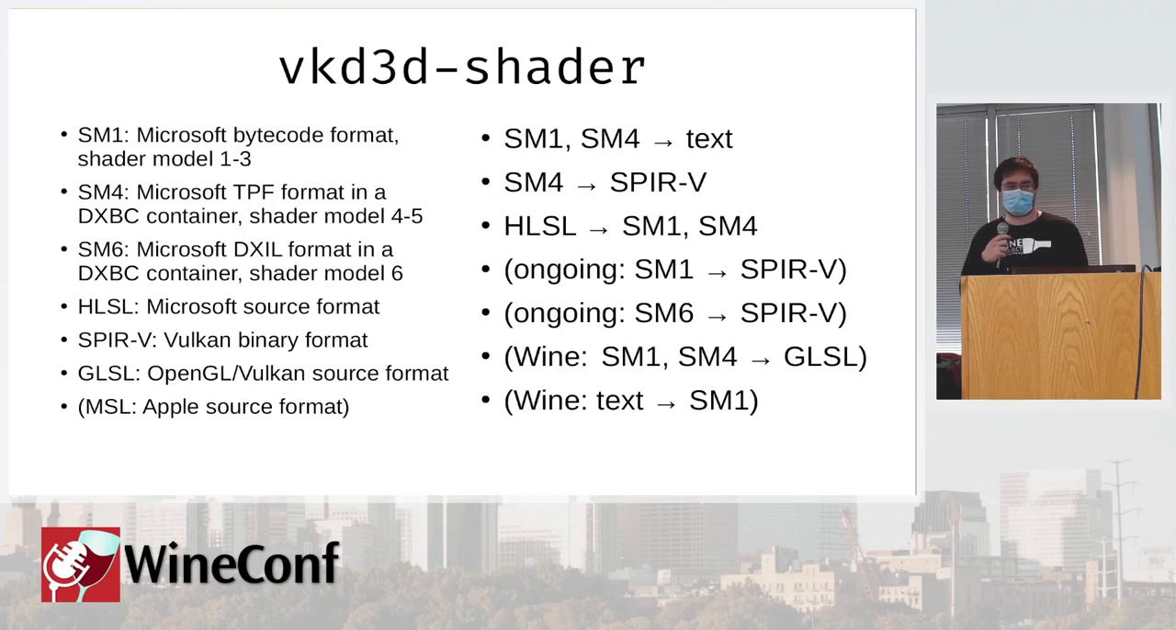But I would also like to discuss some of the conversions that VKD3D shader cannot yet do, but are going to appear hopefully in the next months or years, who knows. SM1 to SPIR-V is the thing that is needed for the new Vulkan backend for WineD3D. So right now, VKD3D shader implements only SM4 to SPIR-V, because when you're using Direct3D 12, you cannot pass an SM1 shader. They are too old to be used for recent Direct3D versions.